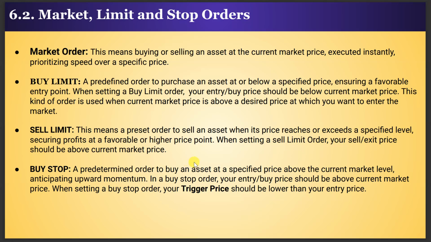When setting a sell limit order, your sell exit price should be above the current market price. So if Ethereum is currently at $5,000, your sell limit should be above $5,000. So you're telling the market, if you ever get to $5,200, $5,500, or $6,000, sell for me. Okay, so you set a limit there, and when the market gets there, it is actually going to sell for you. So that's what a sell limit is.